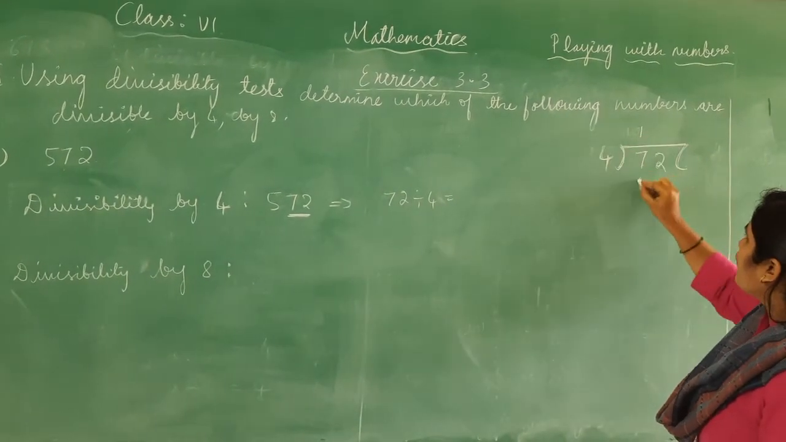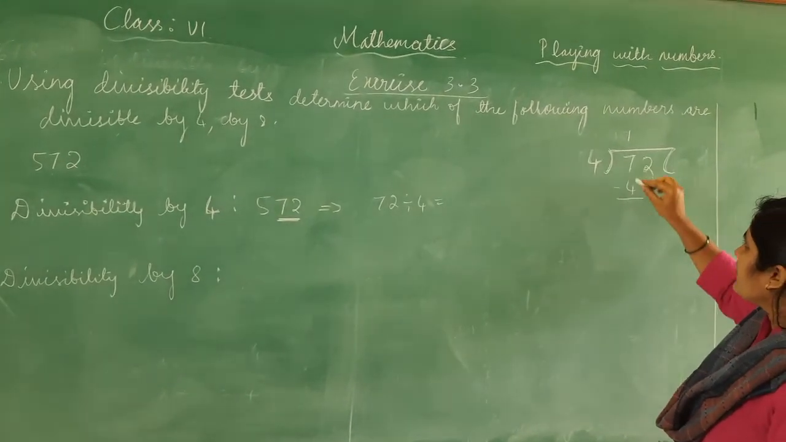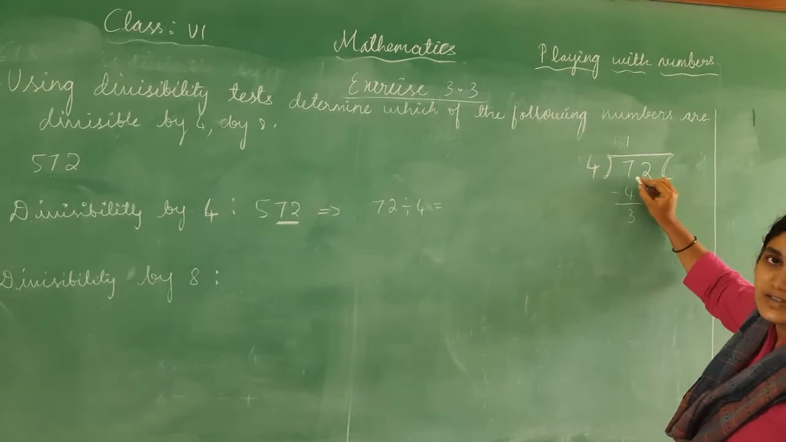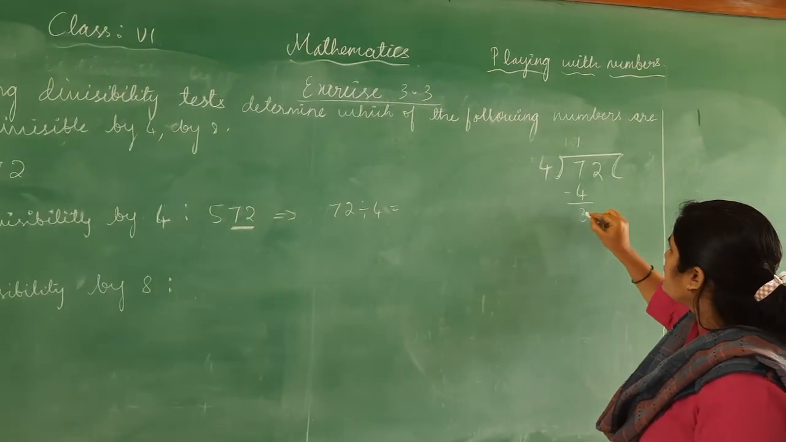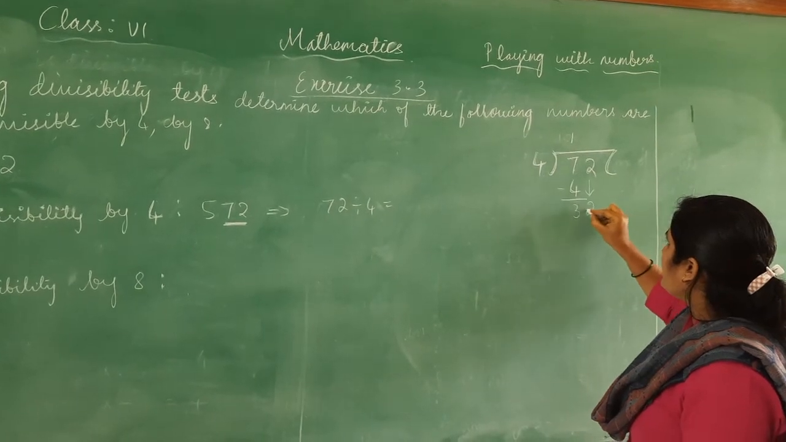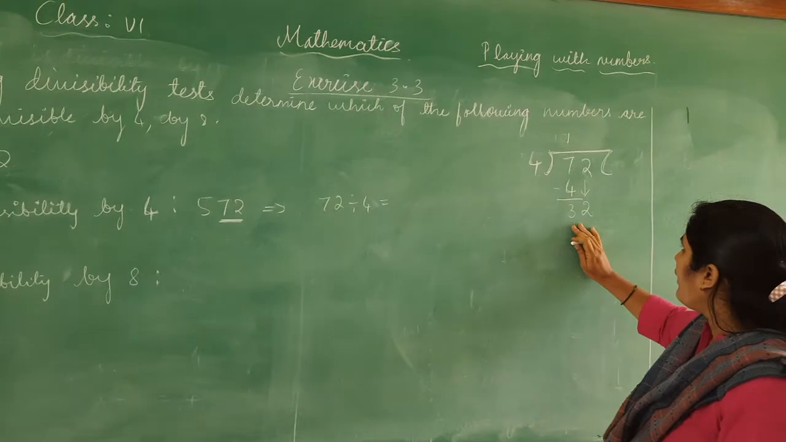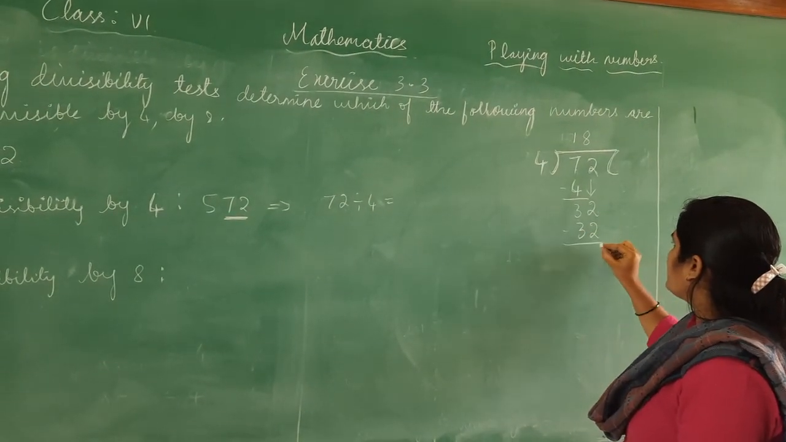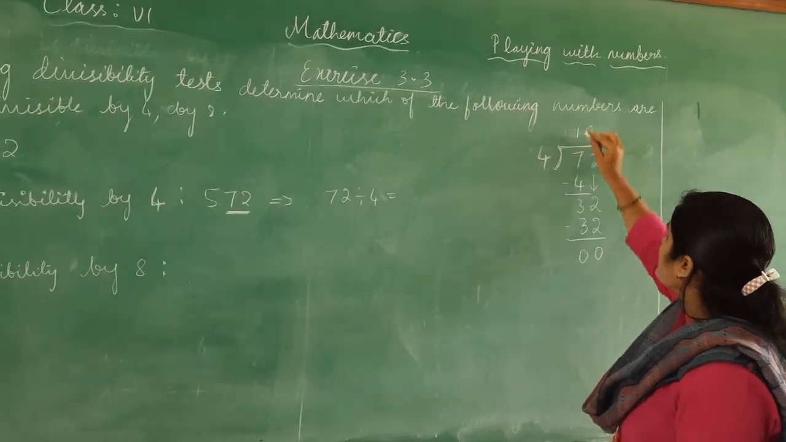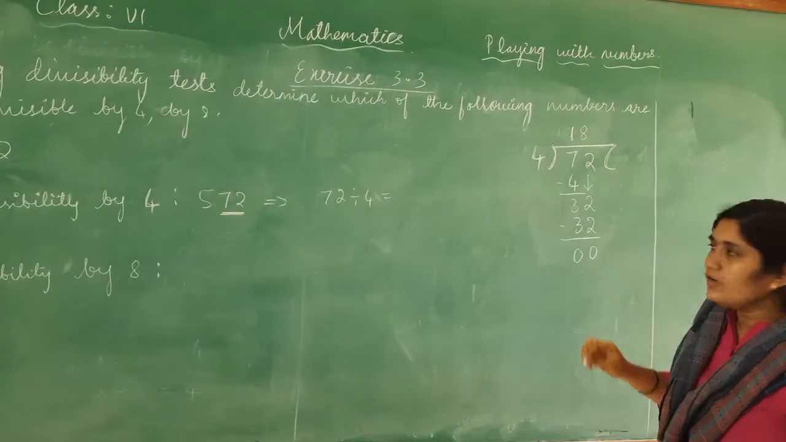4 ones are 4. As you can see here, 4 is less than 7, so you consider only one digit for division. 4 ones are 4, that is 7 minus 4 is 3. Take the number down, that is 32. Check the list of multiples of 4. You have 4 8s are 32. That is 2 minus 2 is 0, 3 minus 3 is 0. That means 4 divides 72 completely.